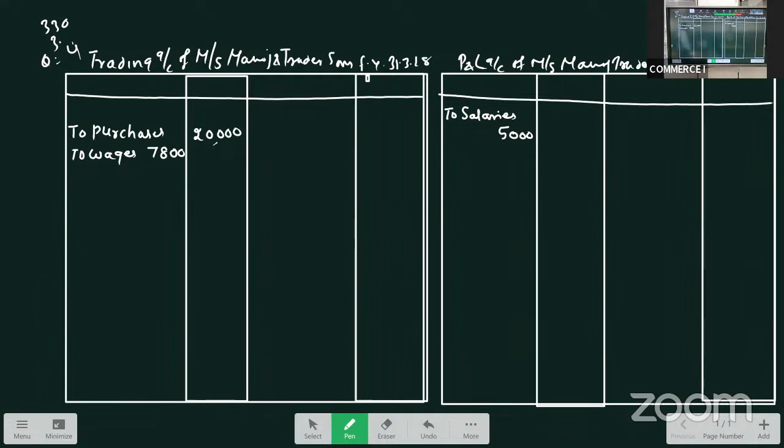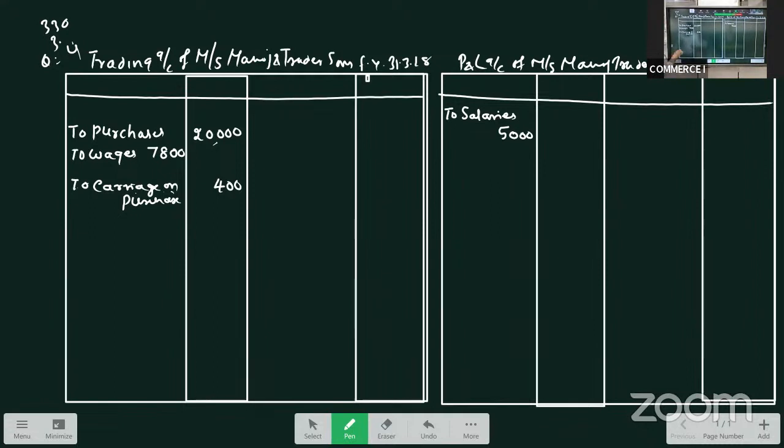Then we have building. Building is a fixed asset. It will go to balance sheet. Okay. Then we have carriage on purchase. Carriage on purchase is a direct expense. It will be taken in trading. Carriage on sales will be taken in P&L. Carriage on purchase is given as 400.